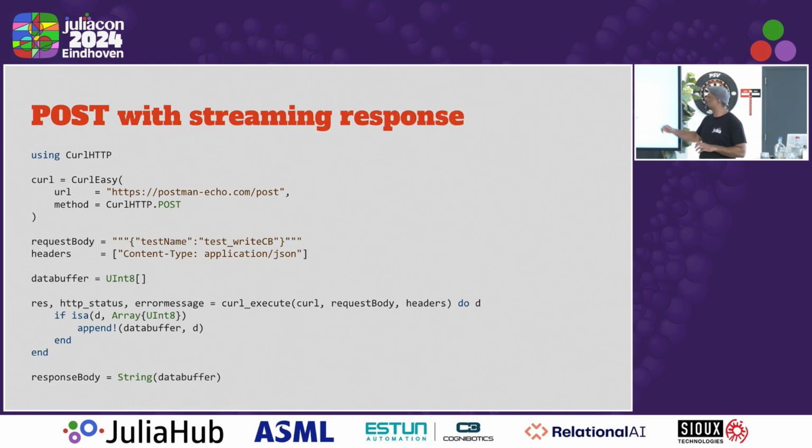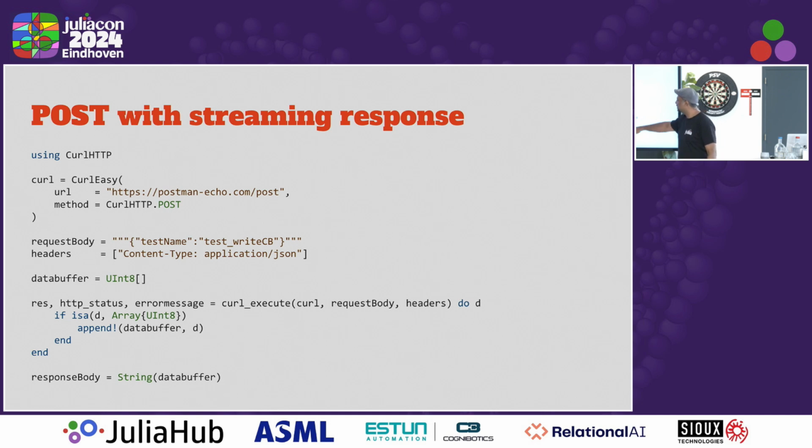Similarly, we can use post. We set the method to HTTP post. In this case, we can make a request body. So in this case, I'm sending JSON to Postman. If you've not used Postman before, it's a publicly available web service that you essentially send a JSON request or an API call, and it responds with exactly the same thing back. So it's an echo service. We tell it the content type is application/json using the HTTP headers.